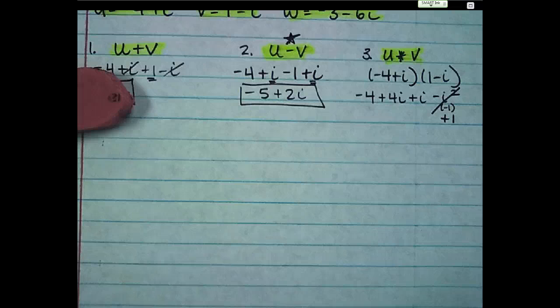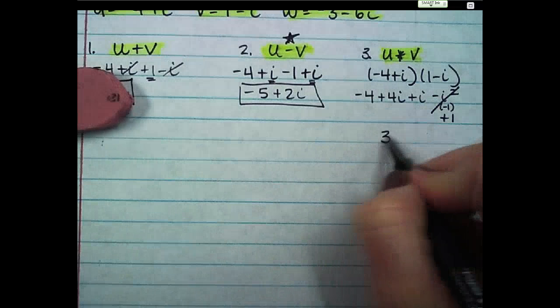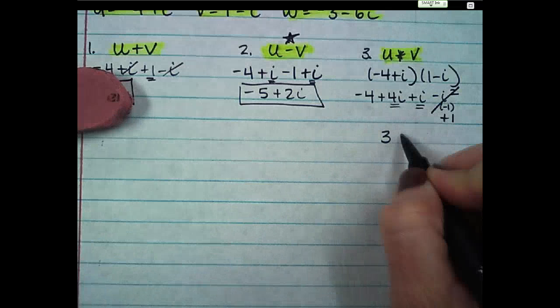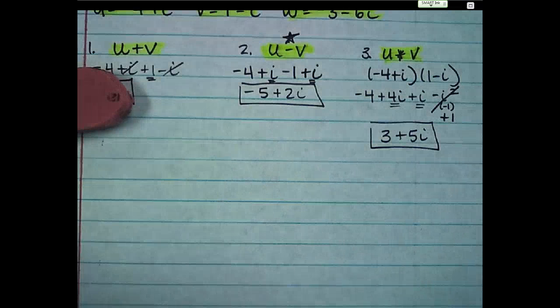Now combine your real numbers together. So -4 and a +1 make -3. And then 4i and another i make 5i. So your final answer should never have an i squared, correct? Correct, good question. He said your final answer should never have an i squared because i squared has a value of -1. Good question.